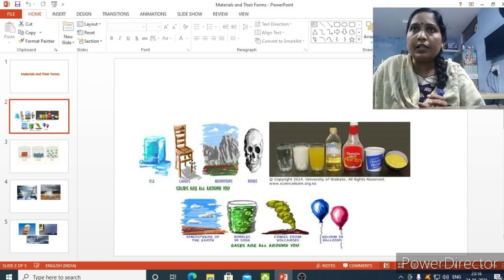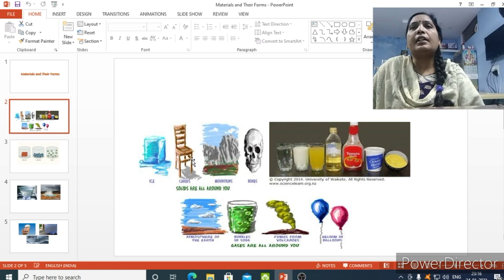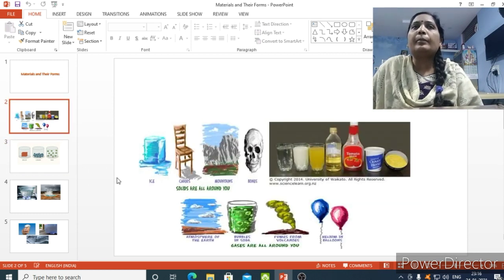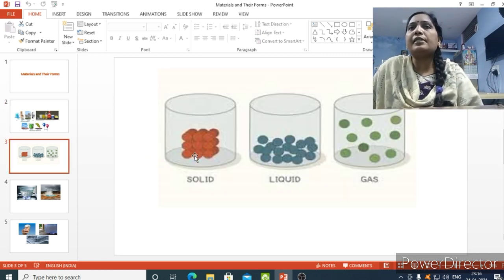So the solids are fixed in shape. They have a particular volume and their particles are arranged tightly. I'll show you the arrangement of particles in solids. Like this, the solids are made up of particles. These particles are arranged very tightly, one above the other. There is no gap between the particles.